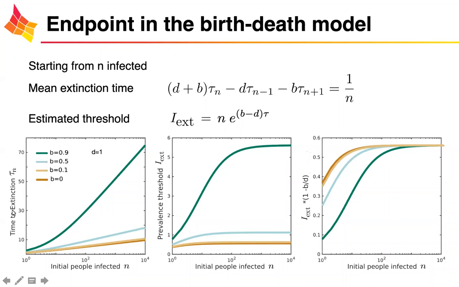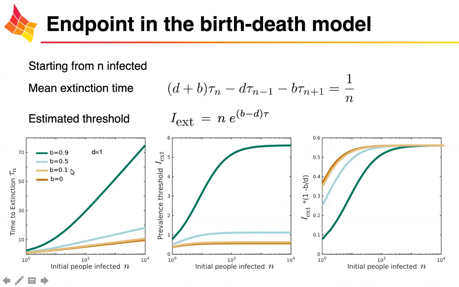Here we can see the extinction time plotted as a function of the initial number of infected people. As we expect for large n, we see a logarithmic behavior with n, and of course the extinction time increases with B. Here the birth rate is shown in different colors.